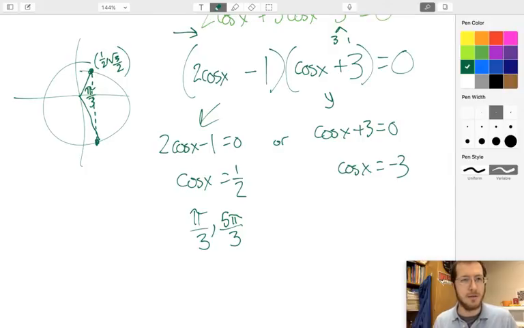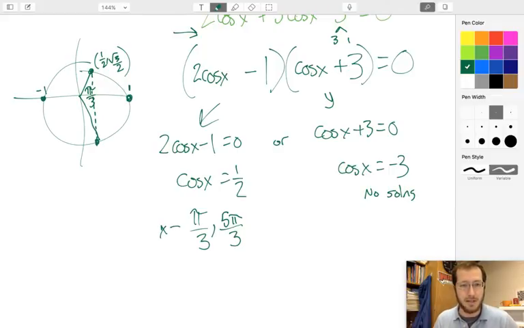All right, so those are two angles. Now looking at this one, cosine of x equals -3. Not possible. The farthest it goes to the right is +1, and the furthest it goes to the left is -1. You will never have cosine out at -3. So this is not going to give us any extra solutions.